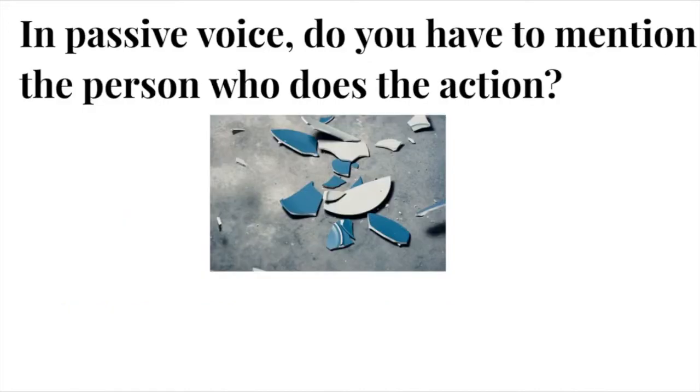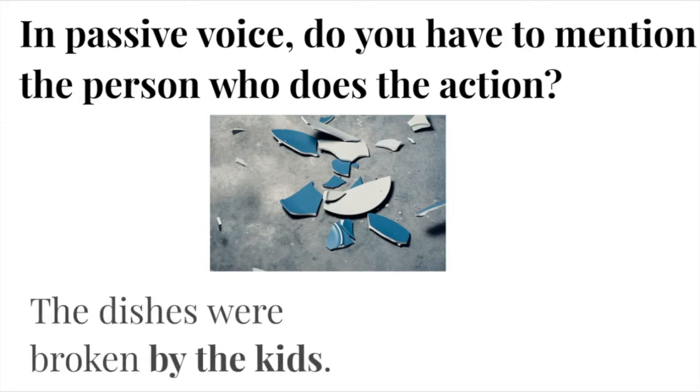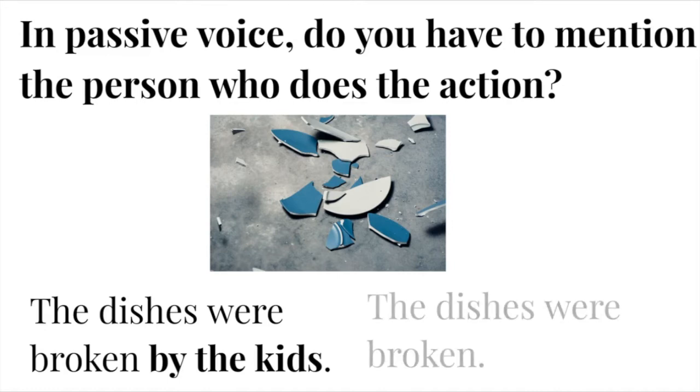In passive voice, do you have to mention the person who does the action? Here's an example. The dishes were broken by the kids. So you can mention it if you want. You can mention the people or the thing or whatever that did the action. You can say by. But you don't need it. You can also say the dishes were broken, right? Maybe you don't know who broke the dishes. Maybe you do. So it's okay if you leave it off. It just depends on the context.